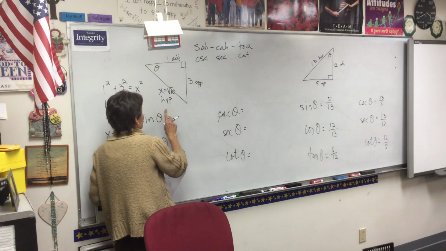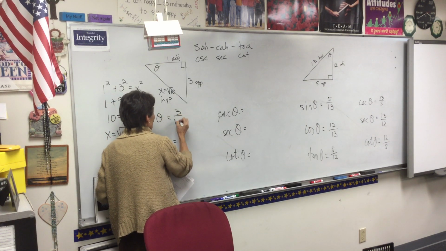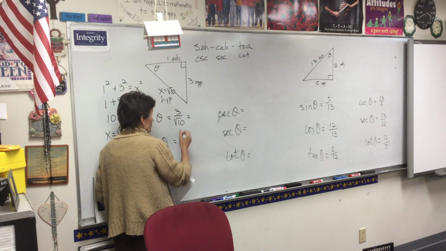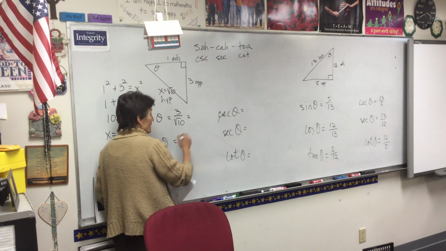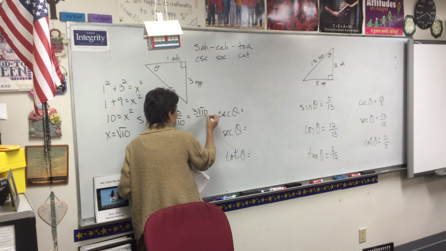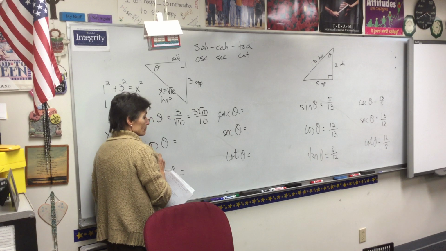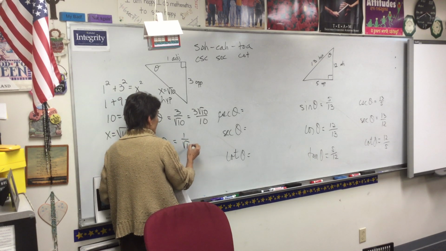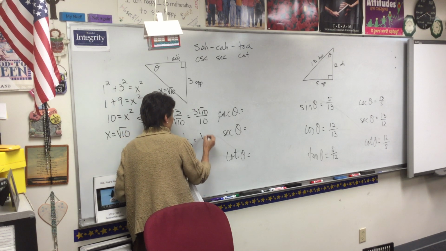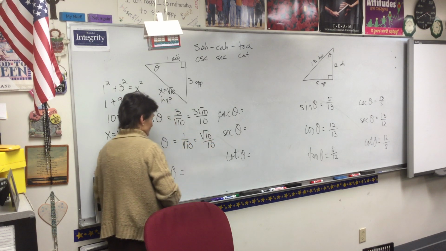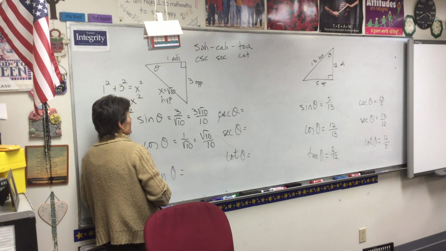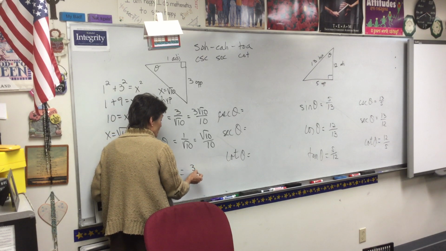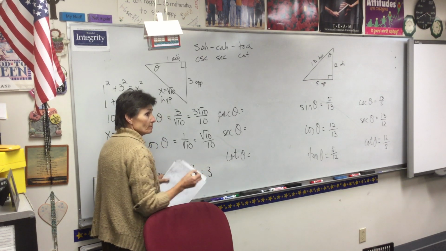We're going to have a radical again, so pay attention to that. So we have 3 over root 10, which when I multiply top and bottom by root 10 will give me 3 root 10 over 10. Same thing's going to happen with cosine, only it's going to be 1 over root 10, or root 10 over 10. And then tangent is opposite over adjacent, which will be 3 over 1, or just plain 3.